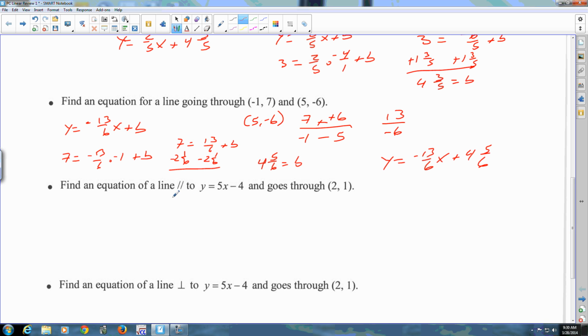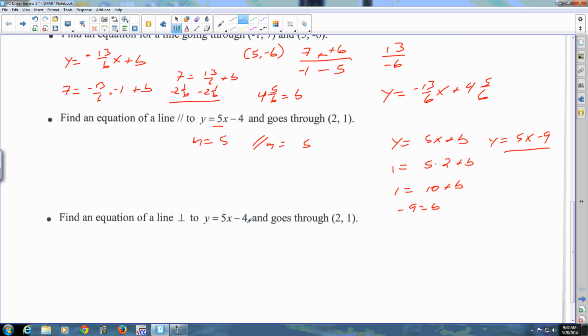Equation of a line that's parallel to this one? Well, the slope of this one is 5, so the parallel slope has to be also 5. So you know y is equal to 5x plus b. There's the point. 1 is equal to 5 times 2 plus b. 1 is equal to 10 plus b. Subtract the 10, negative 9 is b. So y is equal to 5x minus 9. Alright.